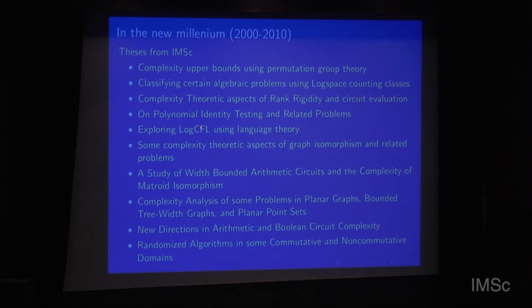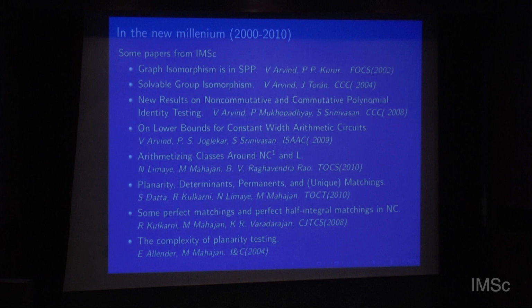So polynomial identity testing was a big research area. It is still one of those problems which we do not know whether it is in P or not. So there was work about polynomial identity testing. There's more stuff about arithmetic circuits, and then here there is stuff about planar graphs. You can see some stuff about graph isomorphism, and here's commutative and non-commutative domains. Let me pick out a couple of things maybe to highlight. So those were theses from IMSc.